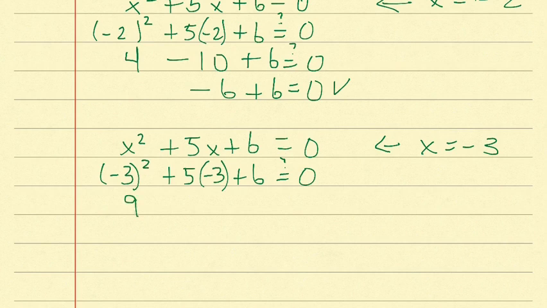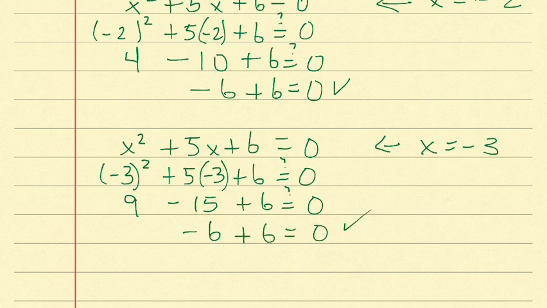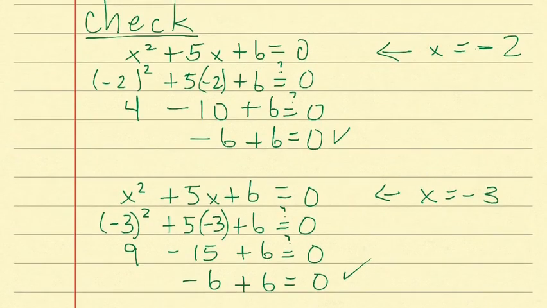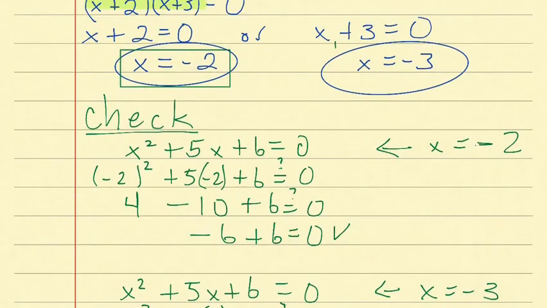-3 squared is 9. 5 times -3 is -15. 6 is 6. 0 is 0. And I'm going to simplify that little sum right there. 9 plus -15 gives me -6. Is it true that -6 plus 6 equals 0? Yes, it is. So I have identified my other solution.